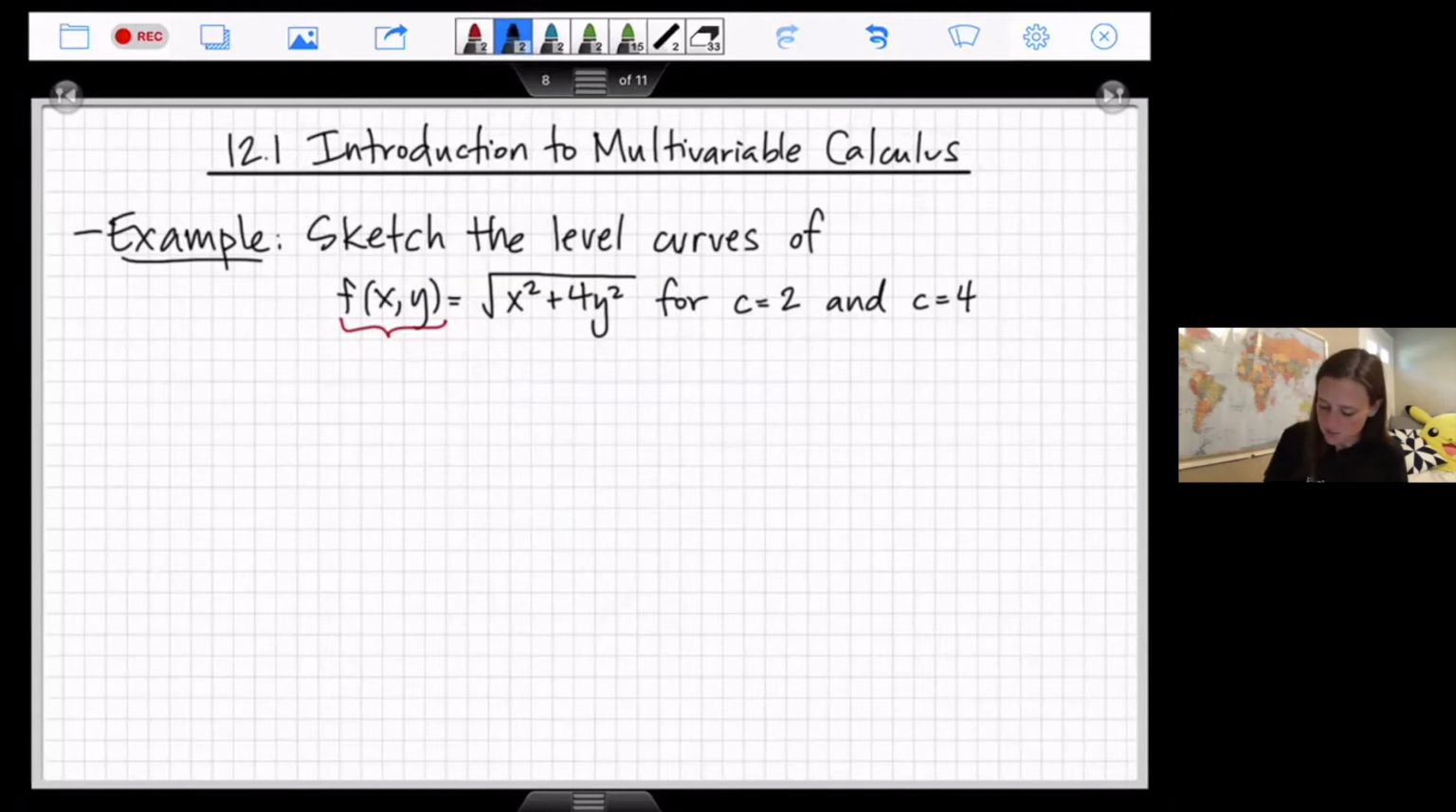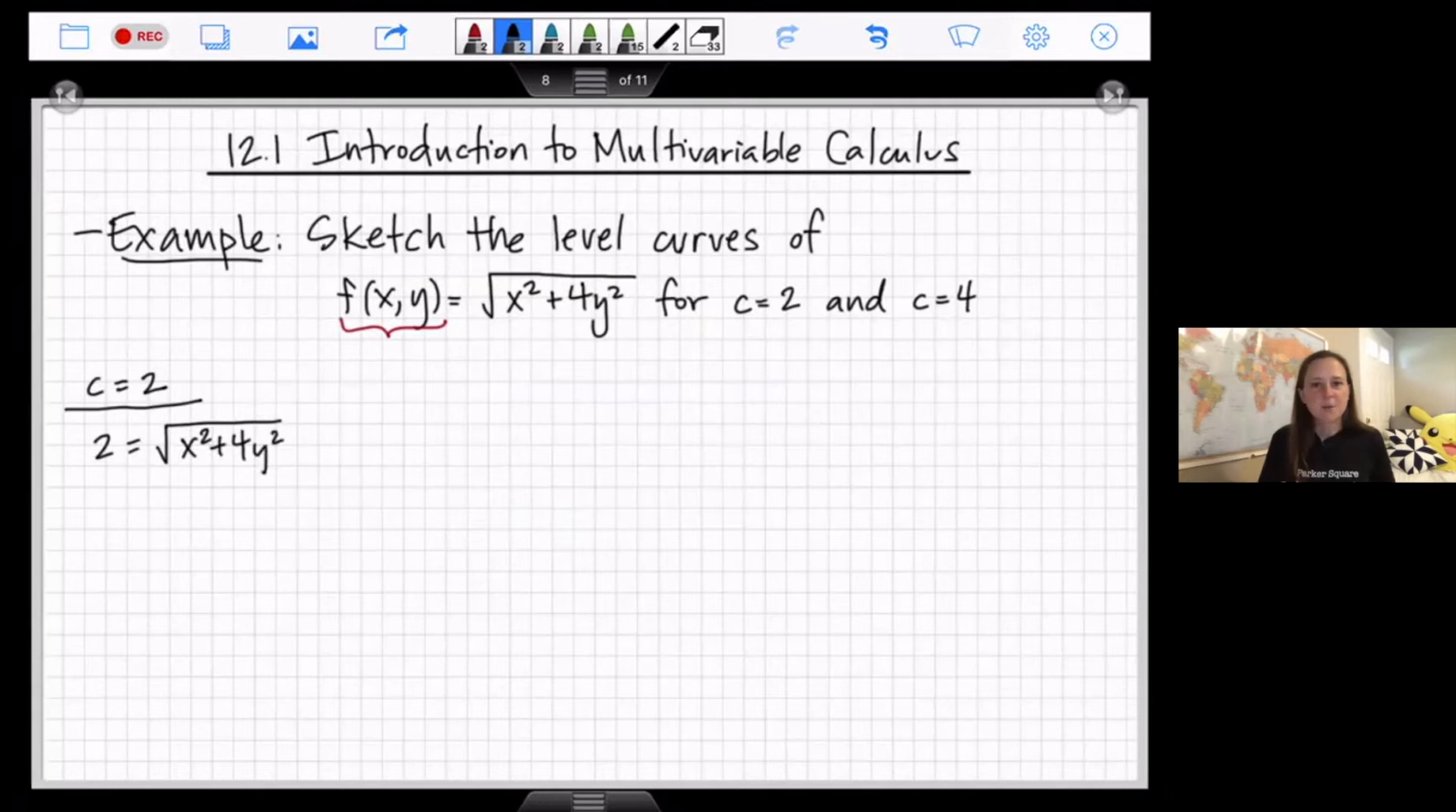All right, so I'm going to start with the c equals 2 that they gave me. I'm just going to replace f of x, y, or the z coordinate, with 2, and we're going to see what kind of 2-dimensional curve falls down onto the xy plane. I'm going to rearrange this until I recognize what it is. I'm going to square both sides. That gives me 4 on the left, and x squared plus 4y squared. It kind of has a conic section feel to it. Those coefficients are different, so probably an ellipse.